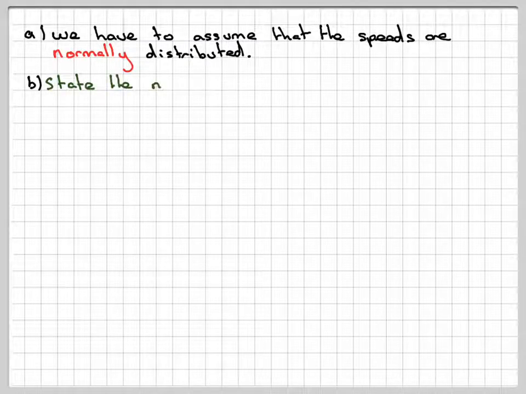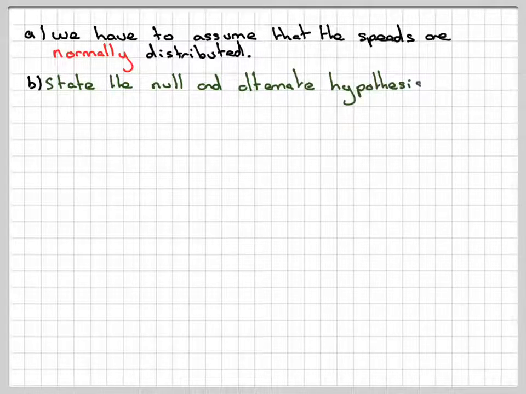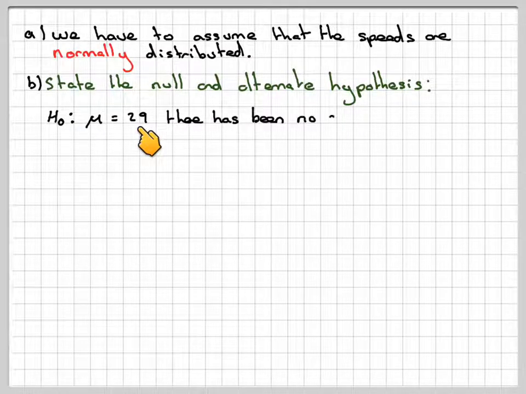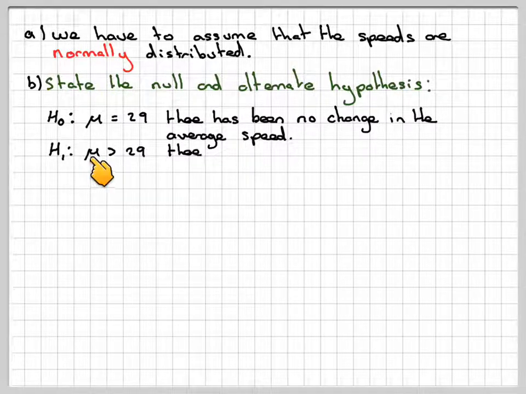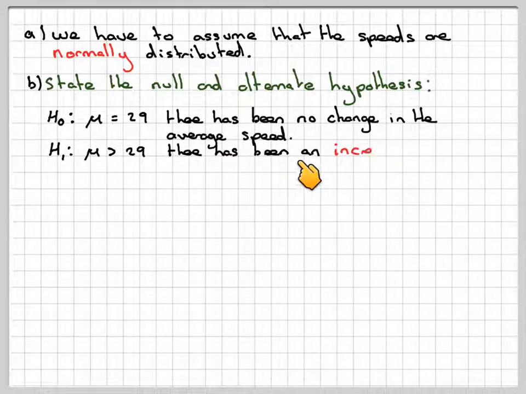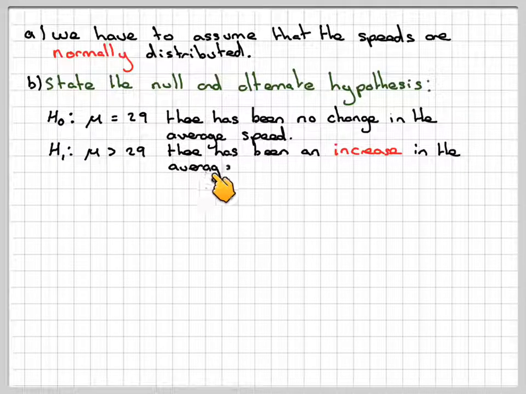Okay, in order to do the test, first of all we have to state the null and alternate hypothesis. So H0 will be that mu is 29. There's been no change in the speed. The speed was 29 miles per hour. H1 is that mu is greater than 29. There has been an increase in the average speed.